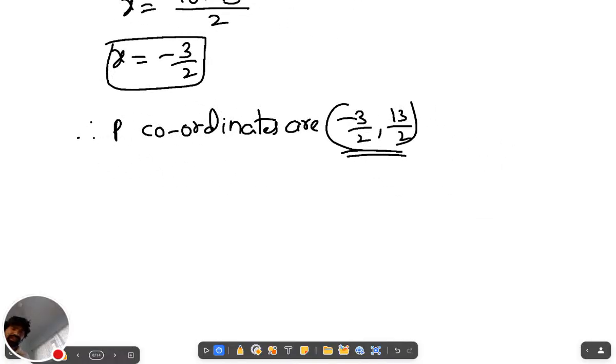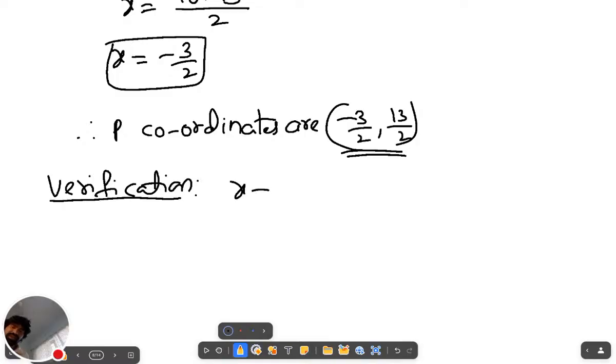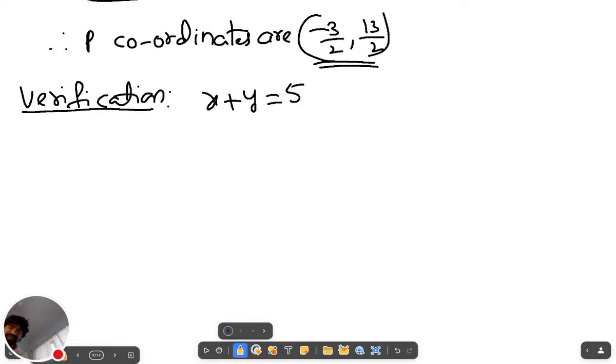Let's check whether this point lies on the given equation or not. Verification. So what is the equation? x plus y should equal 5, right? So let's substitute. Let's take LHS. What is the LHS of this equation? x plus y. When you substitute the x value and y value, that should be equal to 5. The x value is minus 3 by 2 and the y value is 13 by 2.